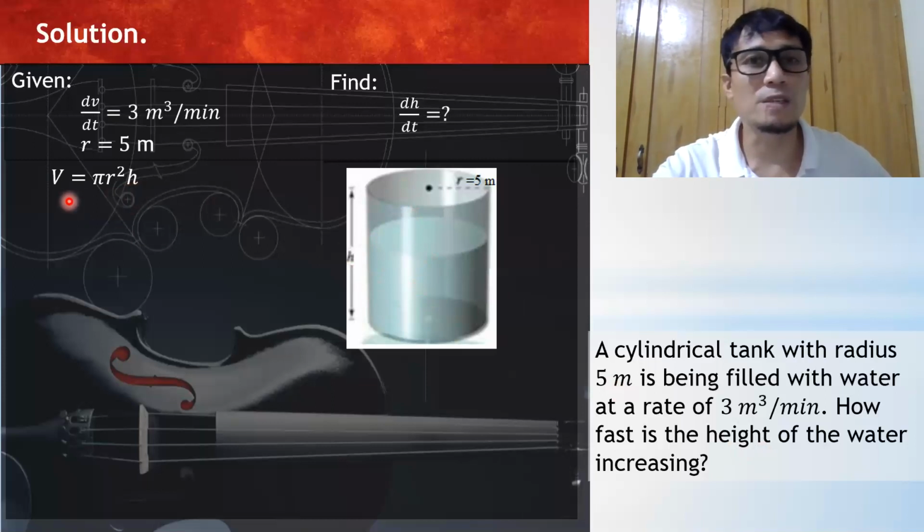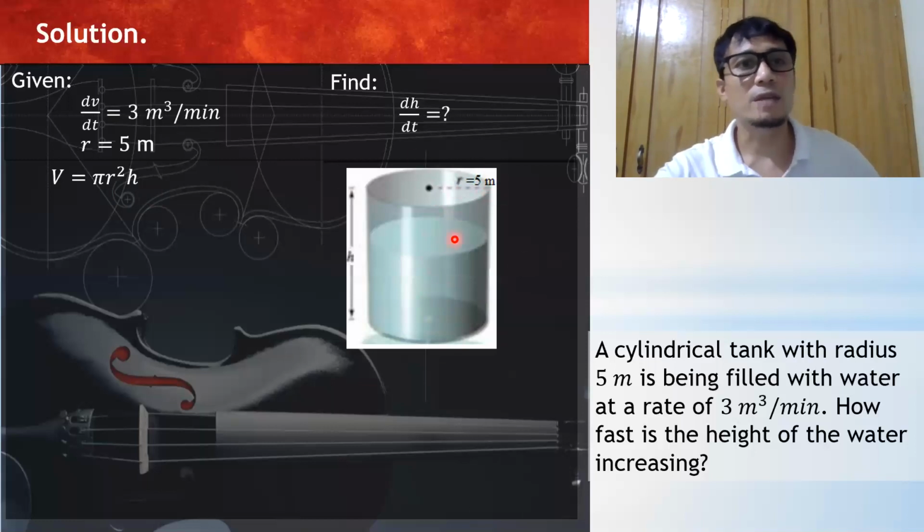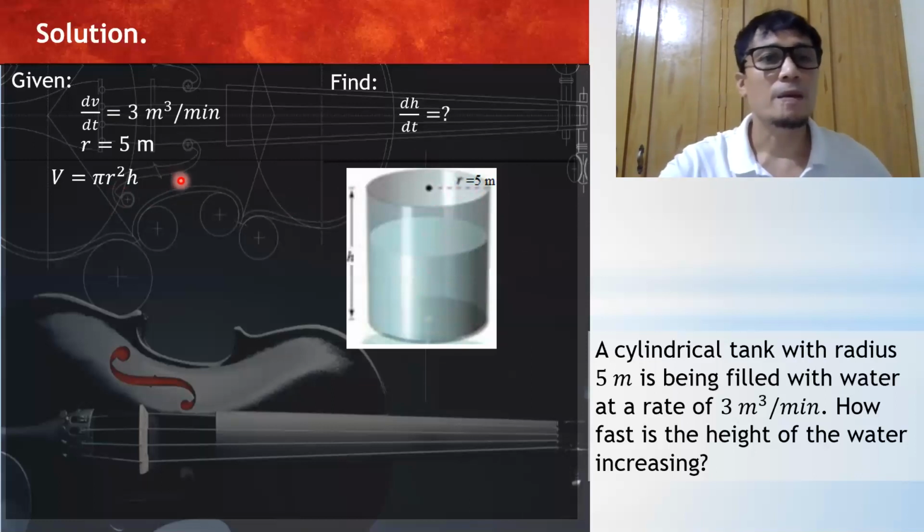Also, the volume changes with respect to time. But R is fixed. It's not changing because even if the height of the water changes or the volume of the water changes, your R remains the same. The radius is the distance from the center here, no, to the edge, okay, of the cylinder. Okay, so that's why this is fixed.